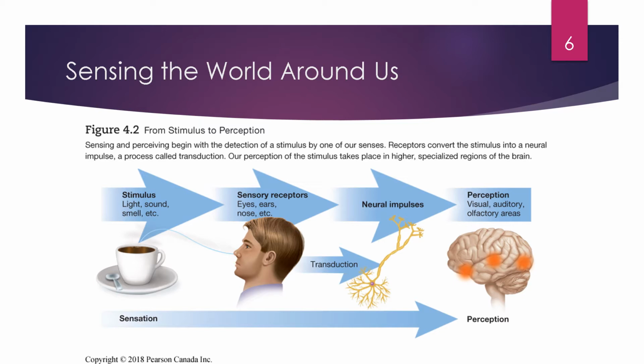So if it's visual information, the light waves are converted into neural impulses, and then those neural impulses would travel to the occipital lobe, to our visual cortex. If it was sound waves, then they'd be converted to neural impulses, and then they would travel to the auditory cortex in the temporal lobe. So you can see how these three processes fit together.